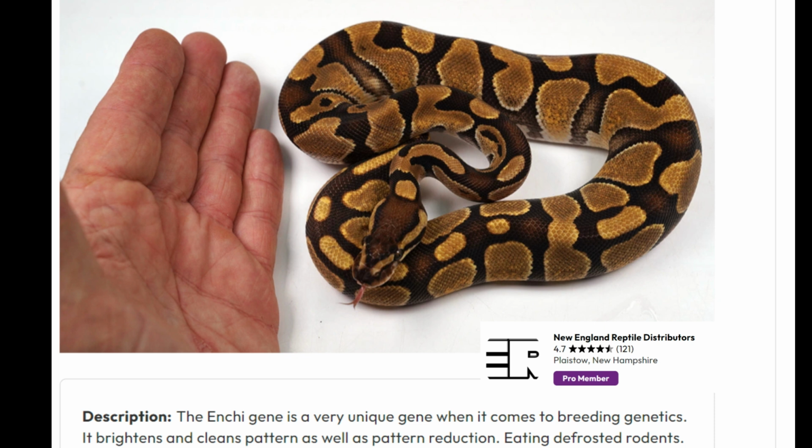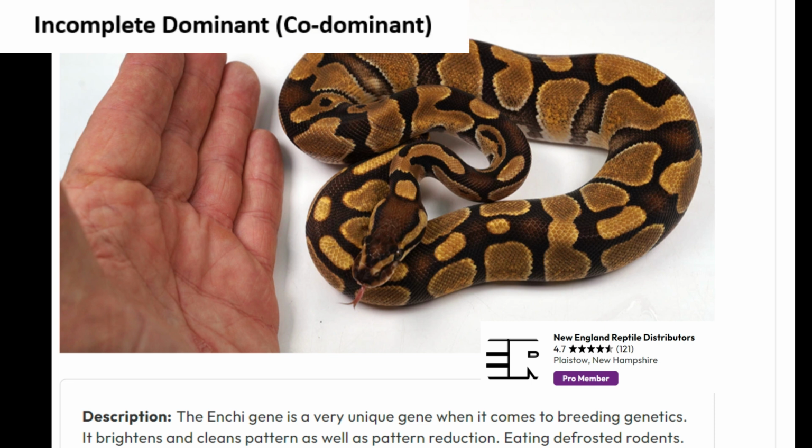So you can see there's a nice, colourful, almost normal looking ball python here, but the pattern is reduced and we're going towards some sort of saddles and almost banding. Okay, and this is a typical Enchi. You could be forgiven for thinking that maybe this doesn't look like an exceptional snake, but when you put it into combos, this is an incomplete dominant gene as well, by the way, so it's got a super form.